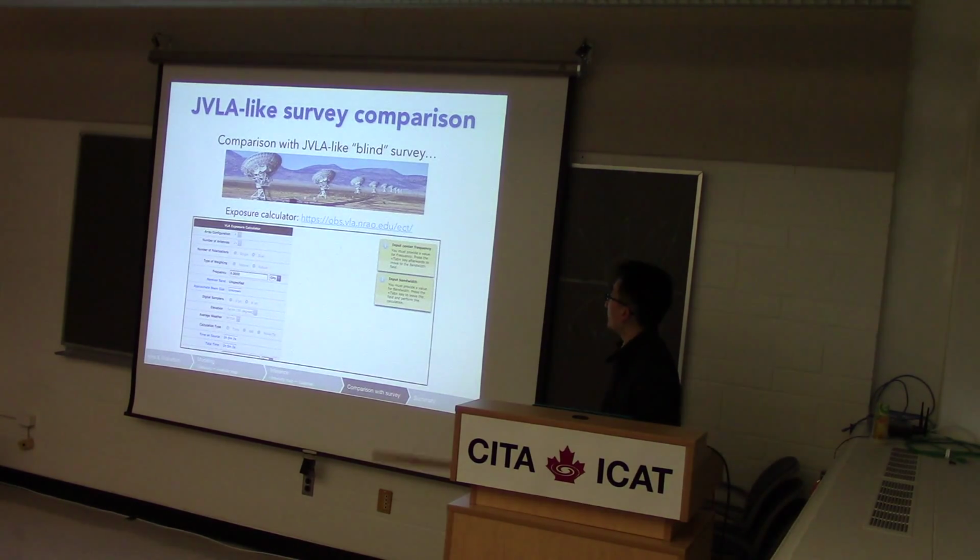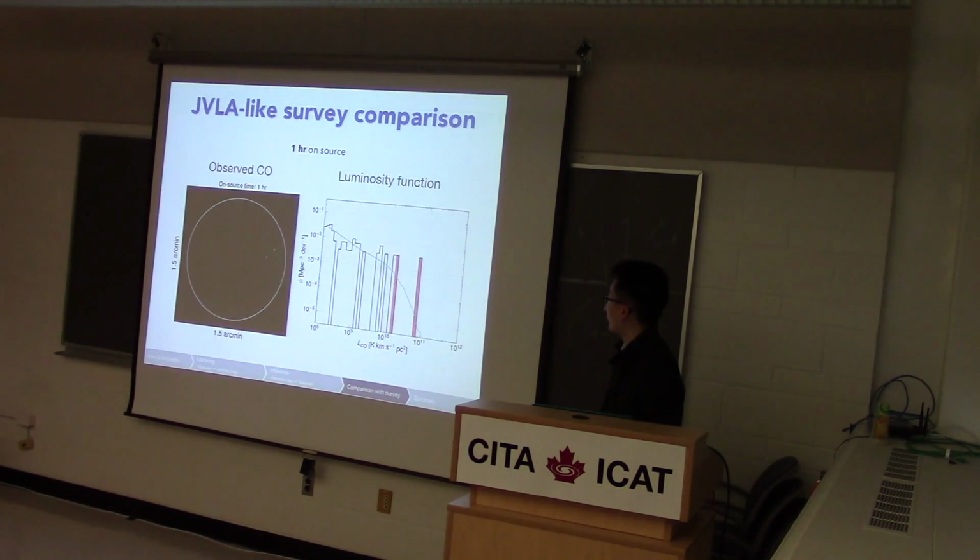At the moment, what I'm doing here is comparing with a blind survey of individual objects. If you wanted to look for individual CO emitters and count those up and get a luminosity function from that, what would that survey look like? You can go online, and there's an exposure calculator for JVLA. You can input all the parameters that you need. And so this is a mock-up of what that survey would look like.